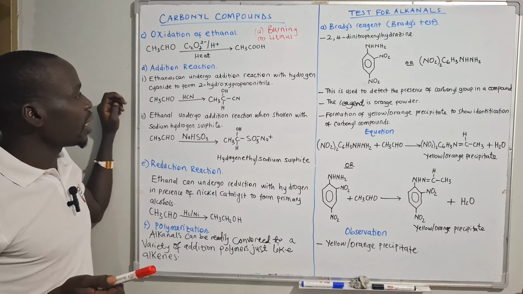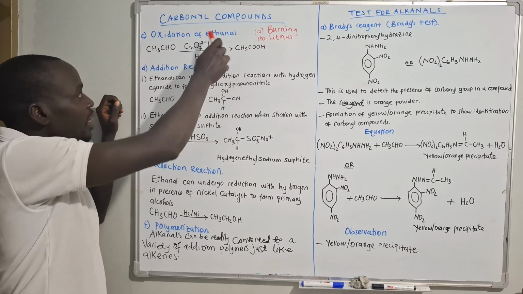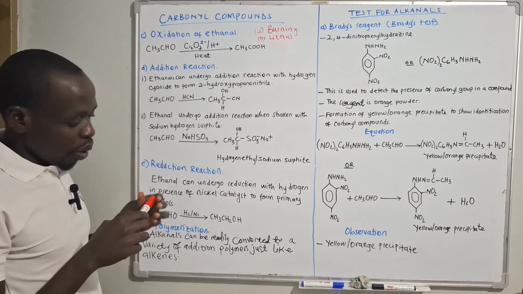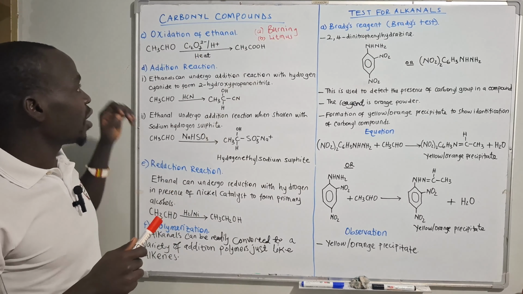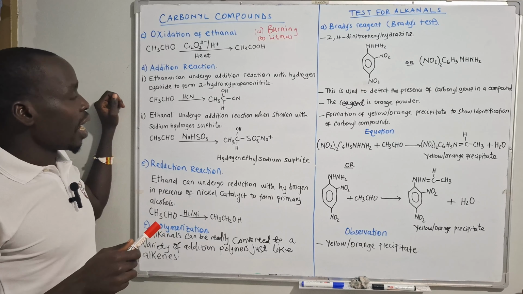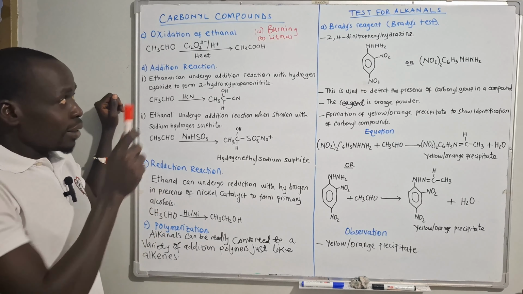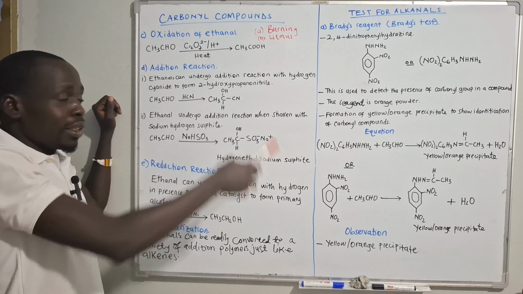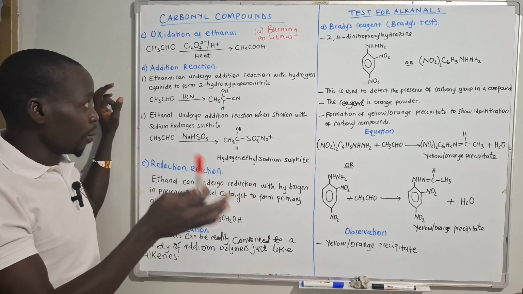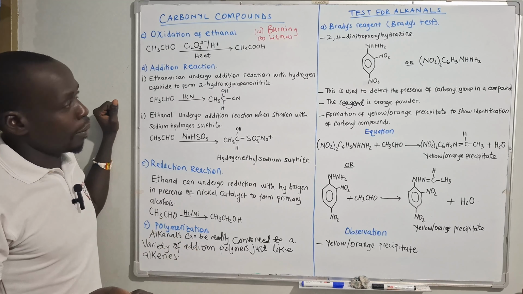Then we also say that this substance has no effect on litmus, so we describe it as neutral. If it is red litmus paper, it will remain red, and if it is blue litmus paper, it will remain blue.